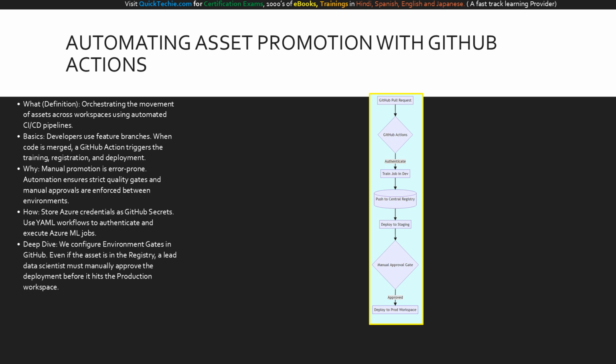But automation still requires human oversight. Before the staging workspace deploys that new registry asset to the live production workspace, the workflow pauses. A lead engineer must grant gated approval, ensuring total safety.